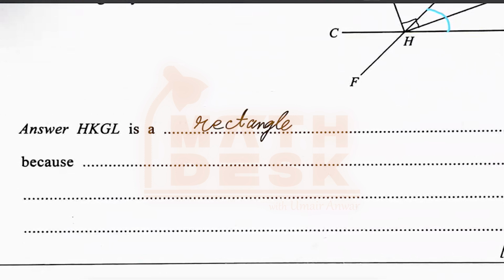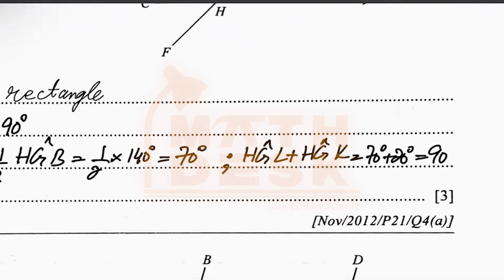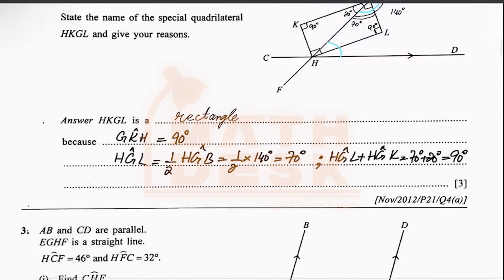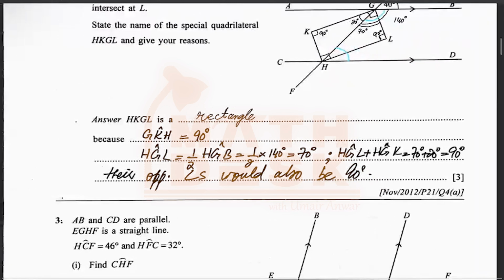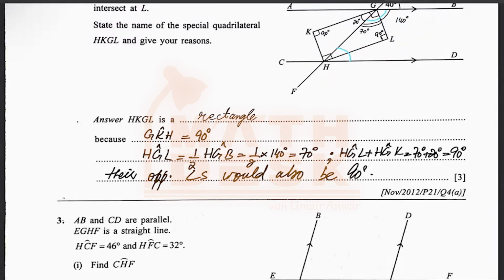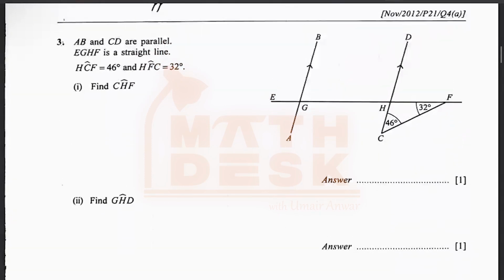And the reason why we are writing it: two of the angles are 90 degrees, so we can say that their opposite angles would also be 90 degrees. So all the angles are proved to be equal to 90 degrees. And this is how it was proved to be a rectangle.